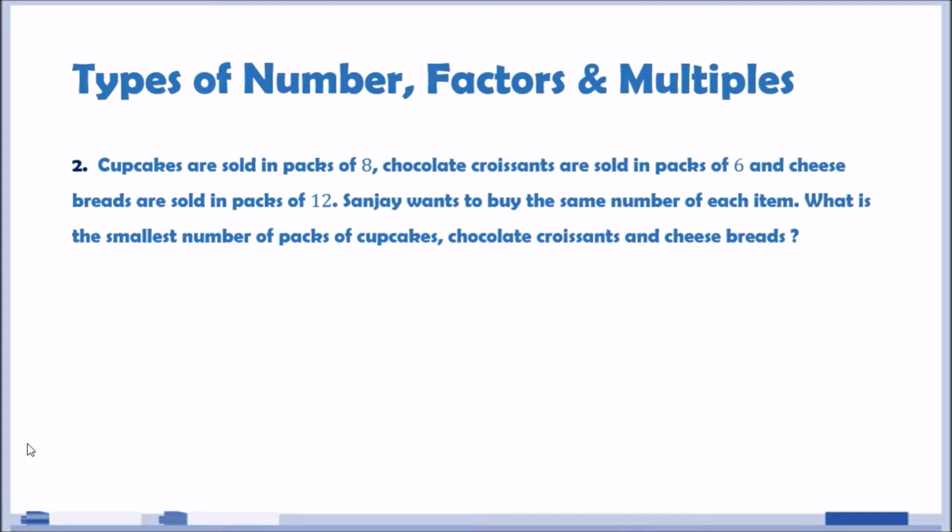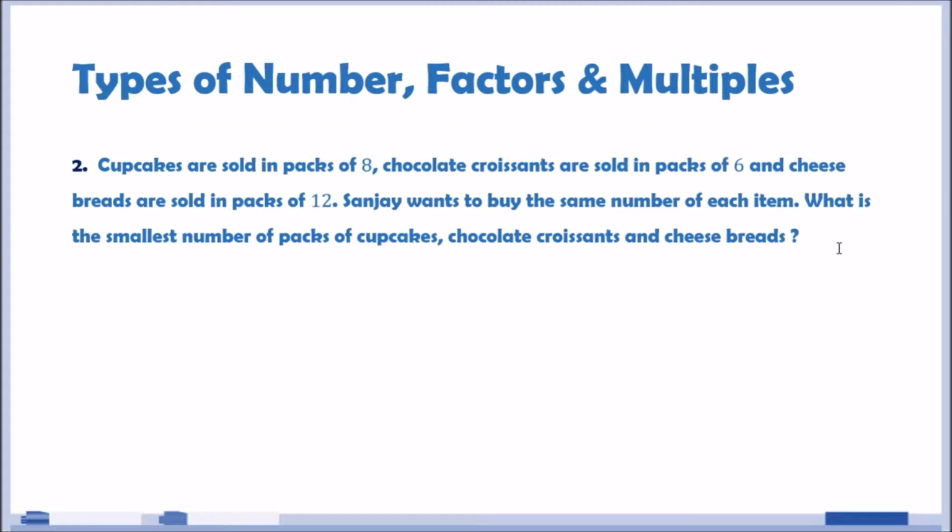So number 2, what do you have here? Cupcakes are sold in packs of 8, chocolate croissants are sold in packs of 6, and cheese breads are sold in packs of 12. Now my friend Sanjay wants to buy the same number of each item. So what is the smallest number of packs of cupcakes, chocolate croissants, and cheese breads that he can actually buy?